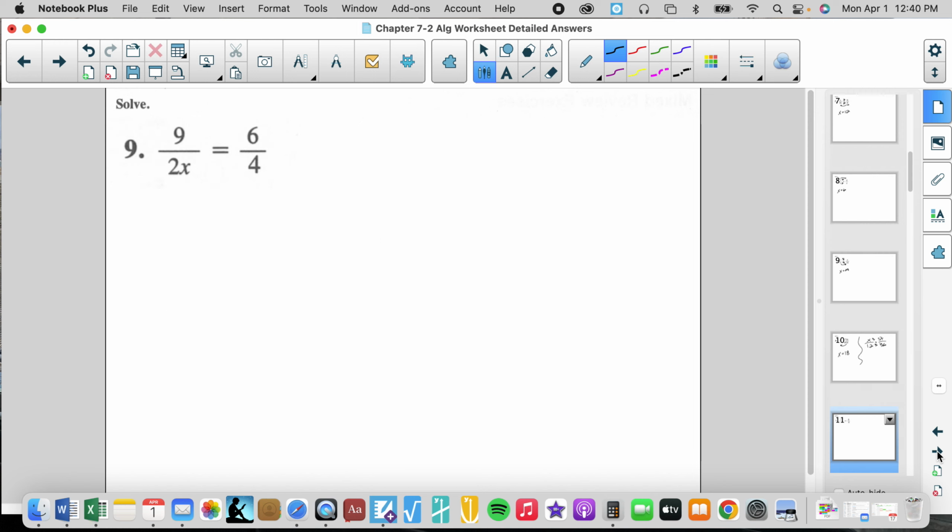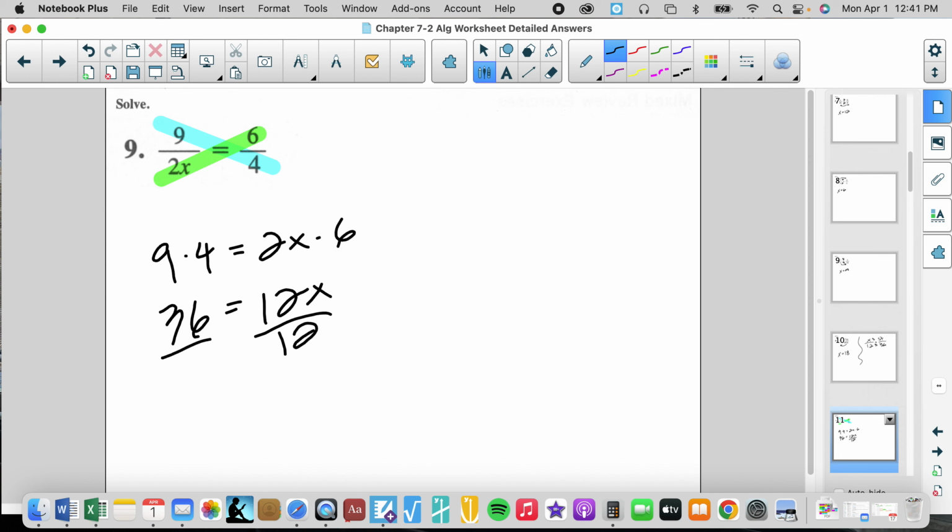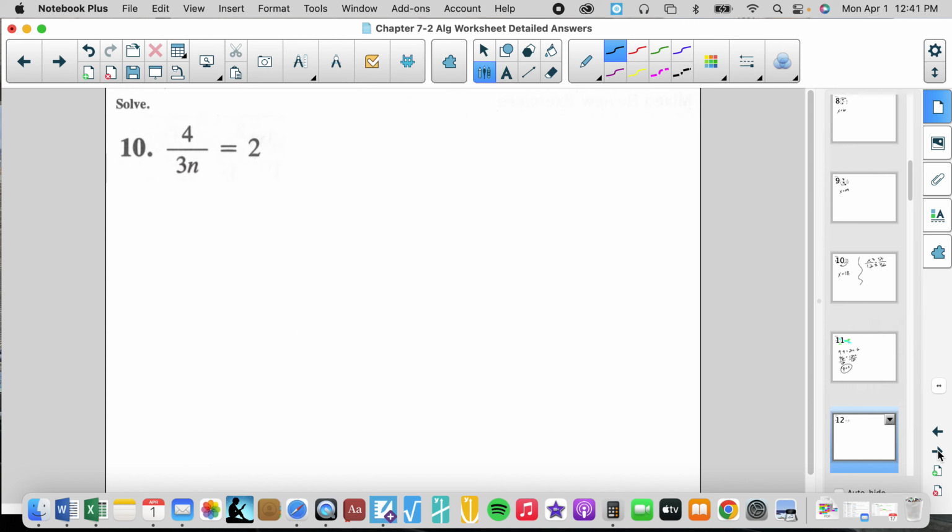It works. Now, here we go. We're going to do cross product. Not that we couldn't. It just is that much more complex with a variable, and no whole number times 6 will give us 9. So it's probably easier if we just do cross product. We get 36 equals 12x. Divide by 12. 3 equals x. Much, much easier. Look how nice and simple.